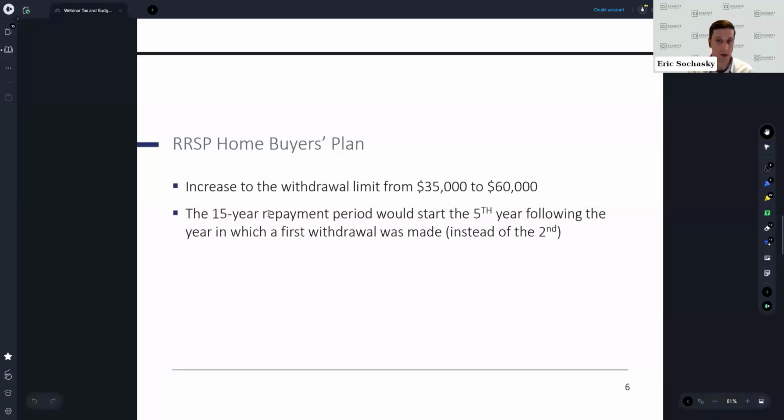And the 15-year repayment period would start in the 5th year following the year in which the first withdrawal was made, instead of currently it's the second. So this kind of makes sense, right? There's a lot of expenses that come up in the first few years of home ownership. So this just allows a little bit more of a window until you have to start actually repaying into your RSP. So a welcome change, but we'll see what its impact is.